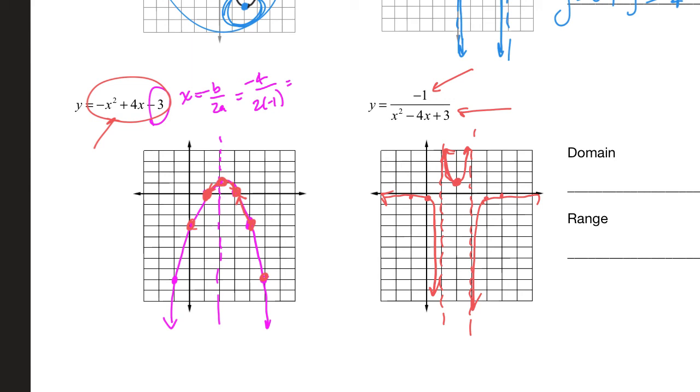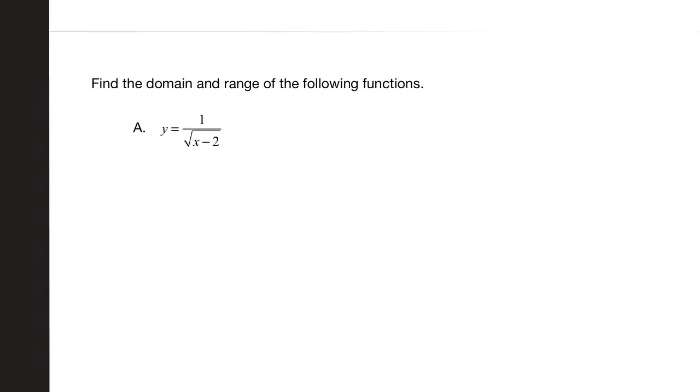Okay, so as far as the domain, x cannot equal 1 and x cannot equal 3. Those are the two vertical asymptotes. For the range, up on top it bottoms out right here at the value of 1. So y has to be greater than or equal to 1. And then there's an asymptote. It's not easy to see, but y has to be less than 0. All right, there's a second page to this.